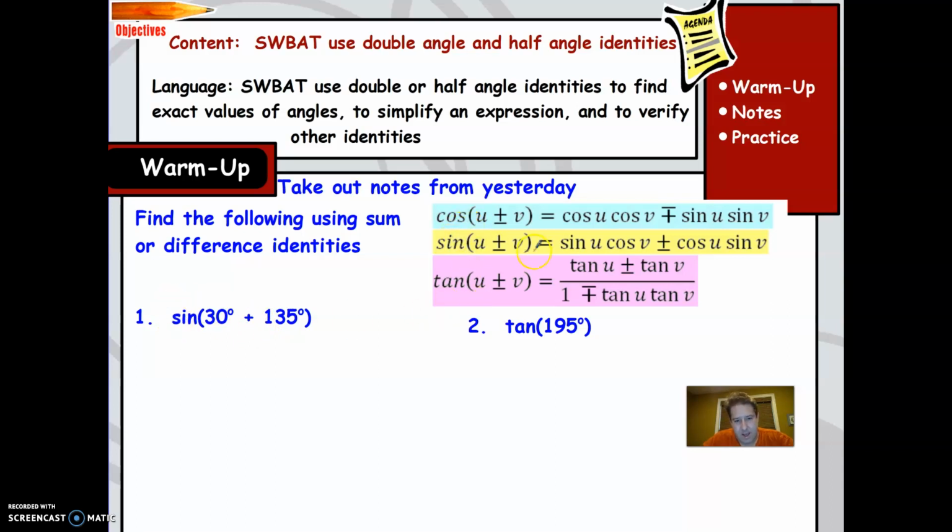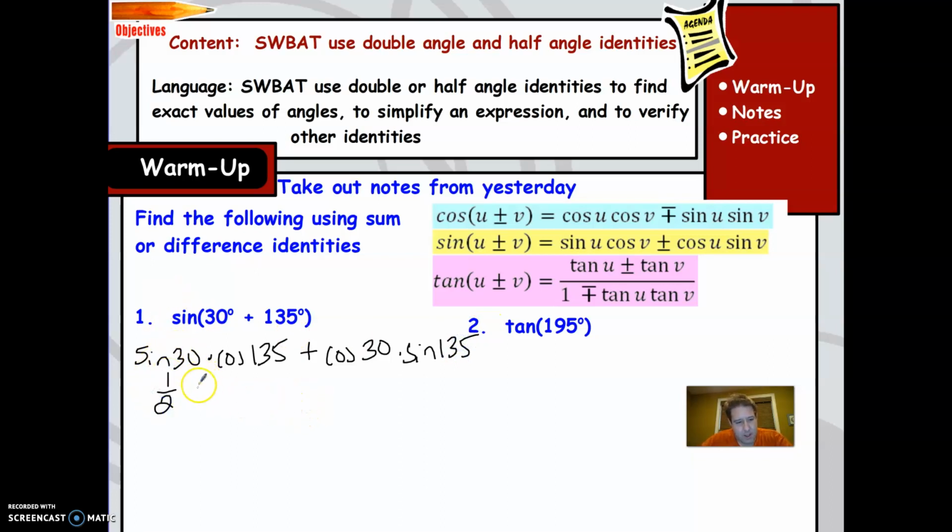We know we're using sine, which is right here. Whenever you're doing sine, you always do exactly what you see. So it's going to be sine of the first number times cosine of the second number, and then add, because it's exactly what you see, and then cosine of the first number times sine of the second number.